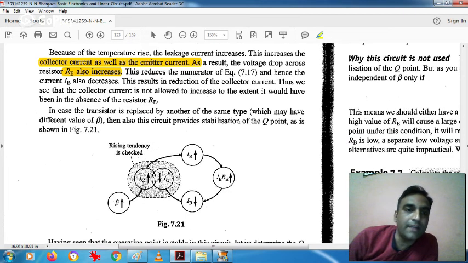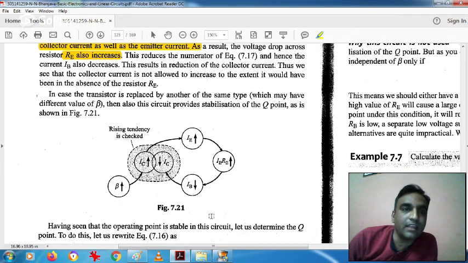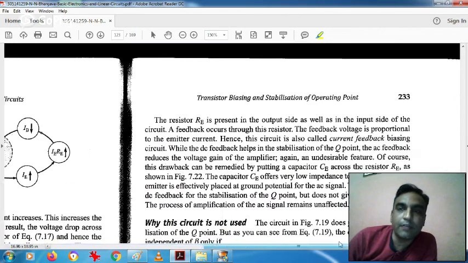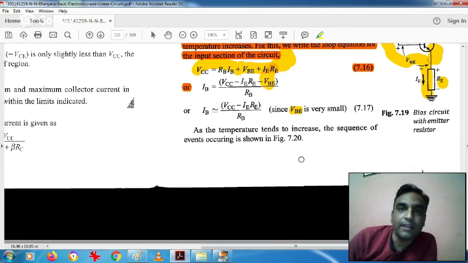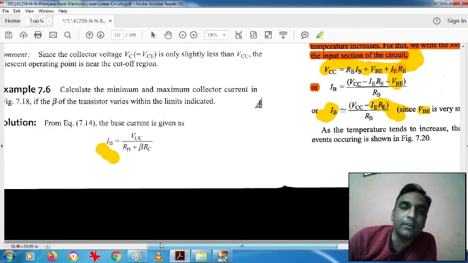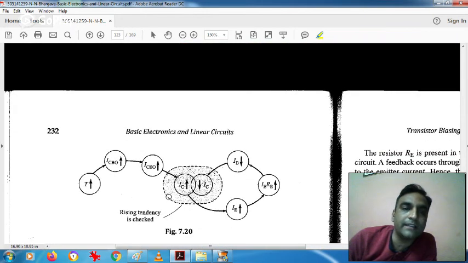Now what will happen if the drop across RE increases? According to the equation, as we have seen, if IE, that is the drop across that resistor RE, increases, then IB will go down. If IB goes down, IC is equal to beta IB, so what will happen to IC? IC will go down. Okay, so this is the sequence.